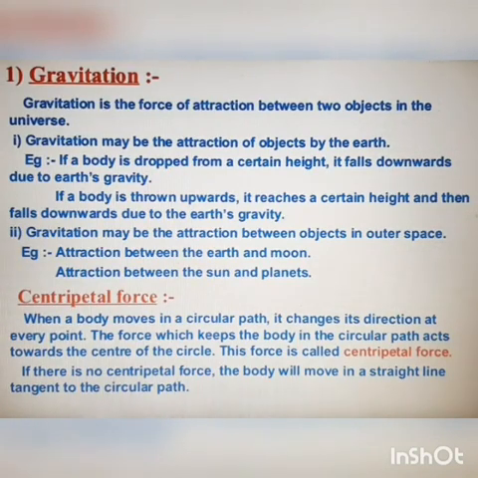Why is the stone moving in a circular path? Because the thread does not allow the stone to move out in a straight line. If the thread breaks in any case, then the stone will move out in a straight line, and that straight line will be a tangent to the circular path. Now the question is, what is a tangent? Tangent is a line which touches a circle at only one point.